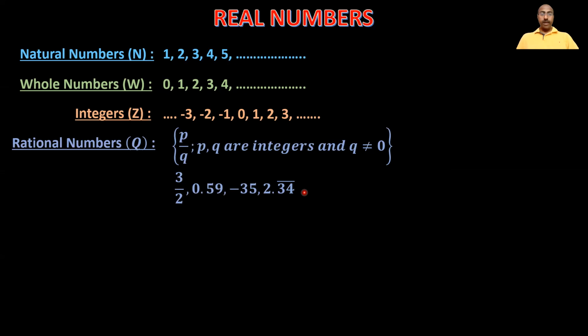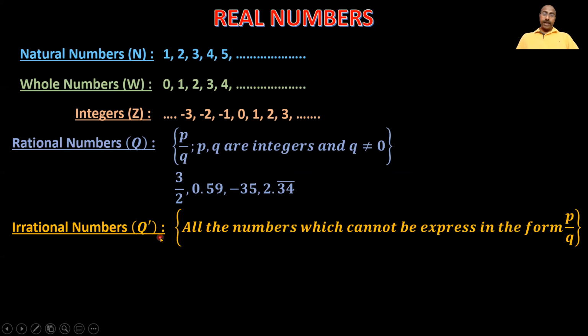Okay. And next one is irrational numbers. It is denoted by Q dash. All the numbers which cannot be expressed in the form p by q, that is non-rational numbers, are called irrational numbers. For example, root 3, cube root 5, pi, 2.31904798, and which is endless, that is non-recurring and non-terminating decimals. These types of numbers are irrational numbers.